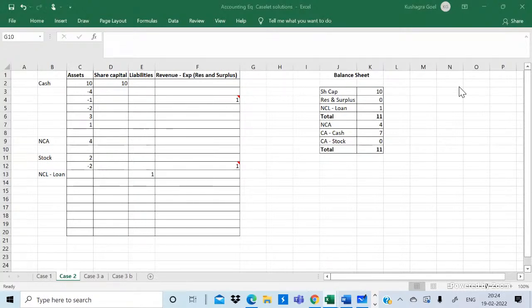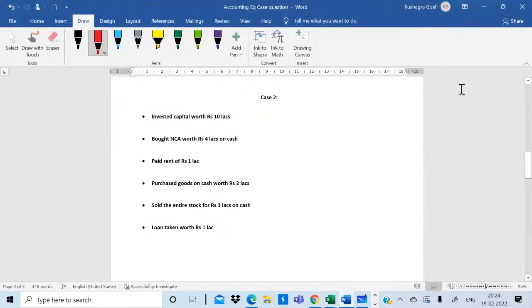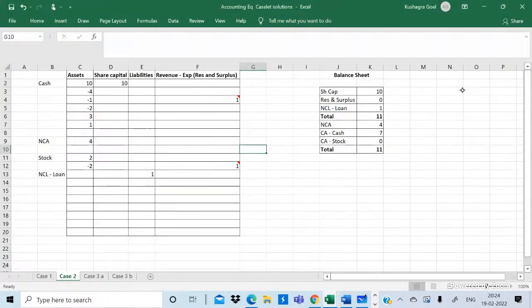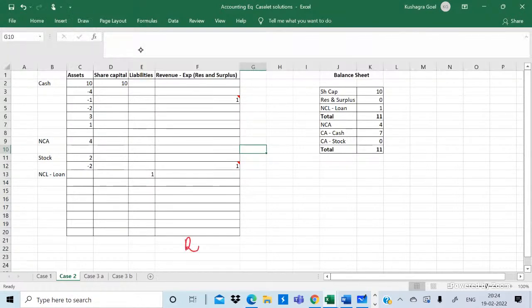Please explain the rent part. Okay, I'll explain the rent part. So let's move back to the question. It says I've paid rent worth 1 lakh. Let's go back to the Excel. When you pay rent worth 1 lakh, on one side, what will happen? You will pay that rent. So that's nothing but an expense. So you pay rent, which is an expense. So I have to show it under the expense side.